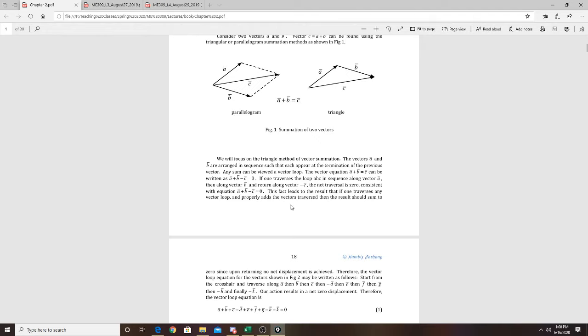This fact leads to the result that if one traverses any vector loop and properly adds the vectors traversed, then the result should sum to 0, since upon returning, no net displacement is achieved. So that is something I mentioned Friday, that term displacement right here. Displacement is basically where you started and where you ended up, right?